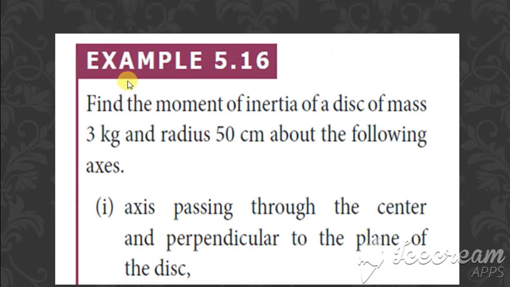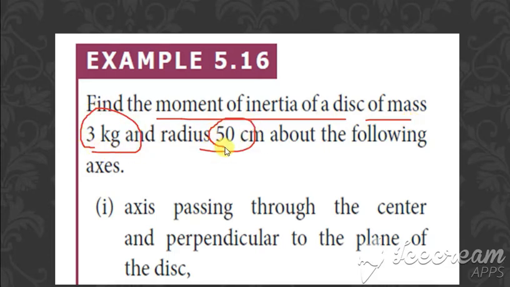Next, we are going to see example 5.16. Find the moment of inertia of a disk of mass 3 kg and radius 50 centimeter about the following axes. We are given three axes. We are going to find the value of moment of inertia I.